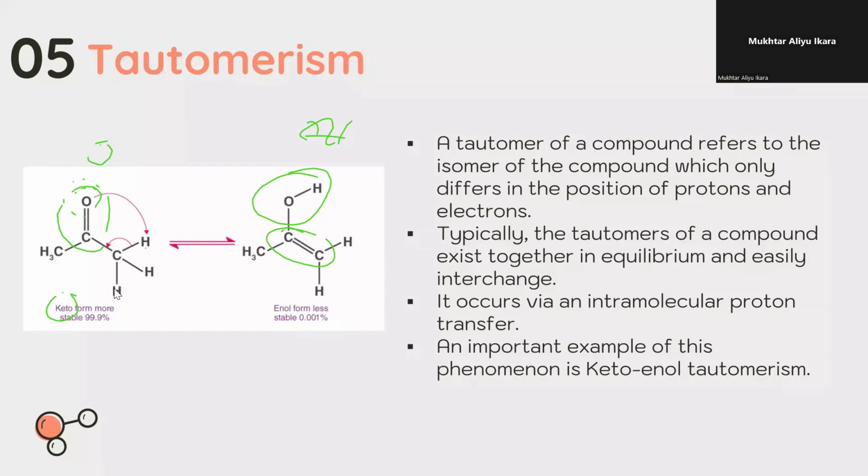So it occurs via an intermolecular proton transfer. Of course, a proton is hydrogen, so the proton here is transferred to this position, and that is why it has now changed to enol from keto. So an important example of this phenomenon is keto-enol tautomerism. So that is tautomerism.